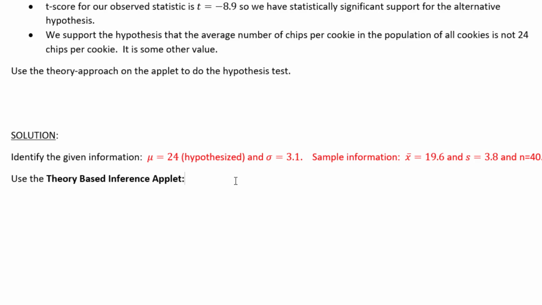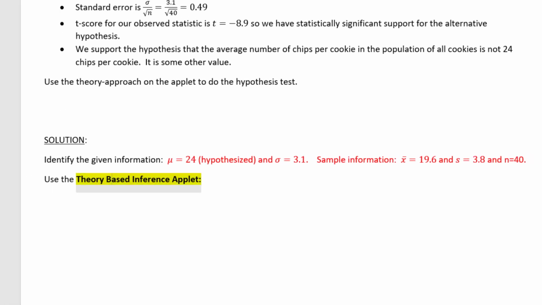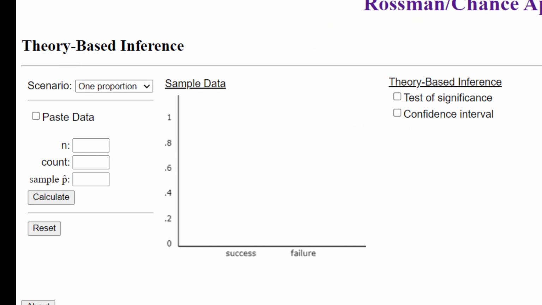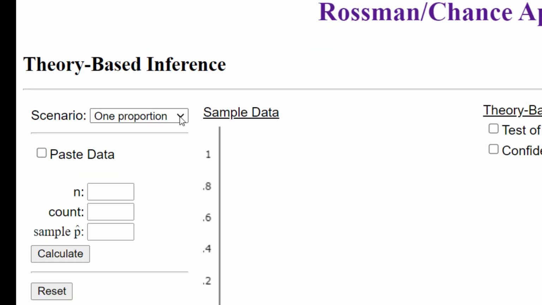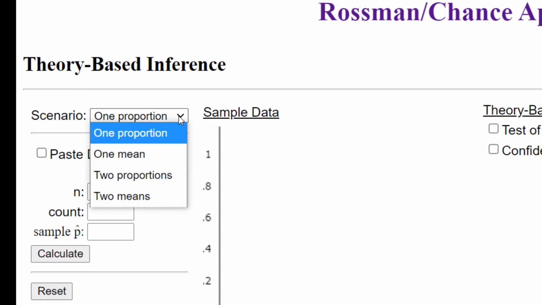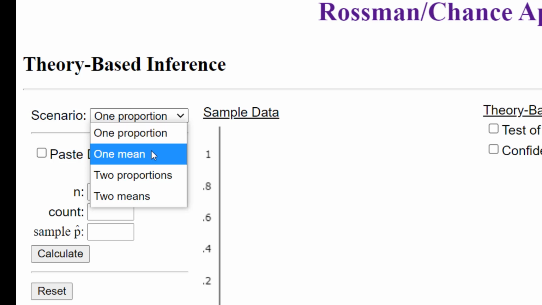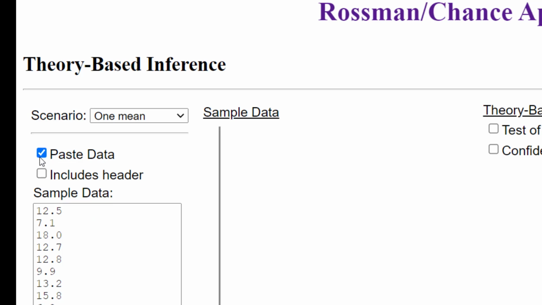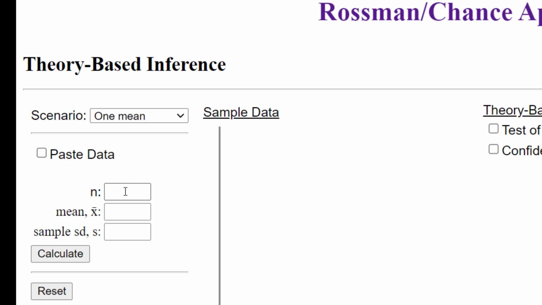In order to use the applet on Rossmann-Chance, we go to the main Rossmann-Chance applet page, and we're going to select the theory-based inference applet. You'll see that's over here on the right-hand side at the bottom, theory-based inference. And I think this one is pretty self-explanatory. Over on the left-hand side, working top to bottom, on the pull-down menu, you need to first figure out what type of problem we're working with. We're working with a distribution of sample means in this problem, so we select one mean. If you actually have the raw data from your sample, you can check this box and paste that in. In our case, we don't have the raw data. We have information about the statistics from that data, and we just put those in. So our sample size n was 40, our sample mean x bar was 19.6, and our sample standard deviation s was 3.8.